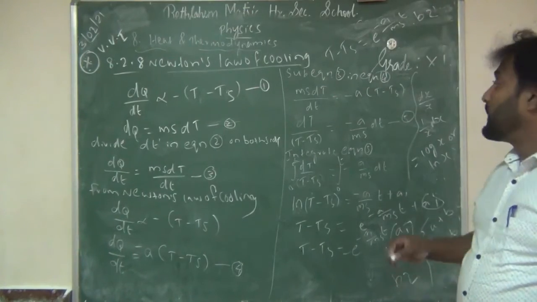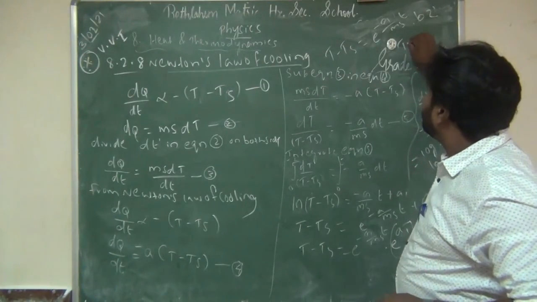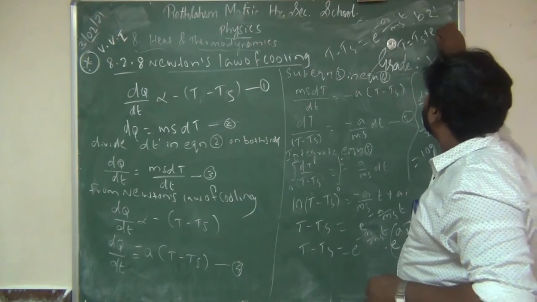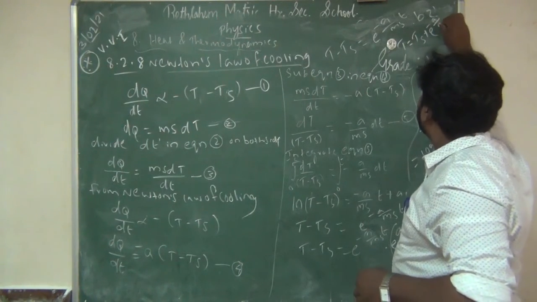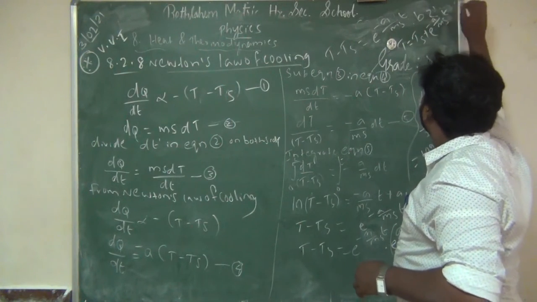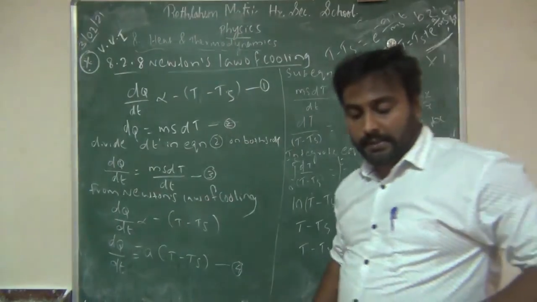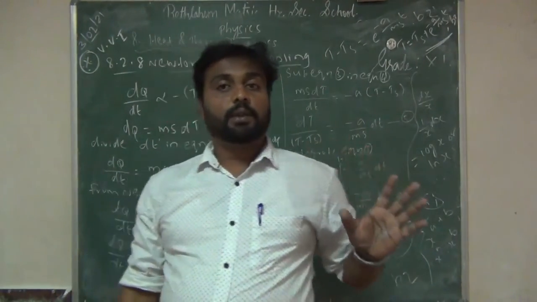So the final equation you can write is T is equal to Ts plus e power minus A by m s t into B2. This is the equation we are getting in Newton's law of cooling.